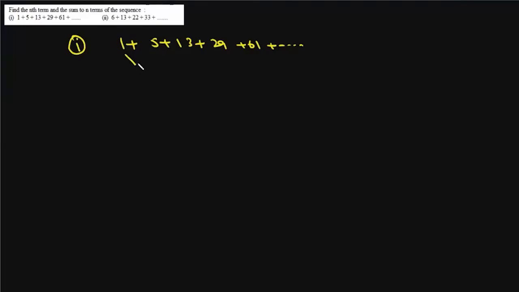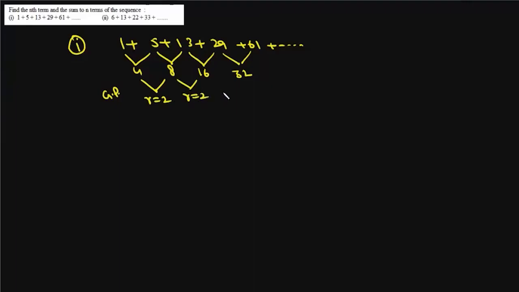Now here we are given 2 questions, and for these 2 questions we have to find their nth term and sum of n terms. The first question is, we have the series 1 plus 5 plus 13 plus 29 plus 61 up to n terms. Now here the differences are 4, 8, 16, 32, which is a GP. So this difference is in GP with common ratio 2.